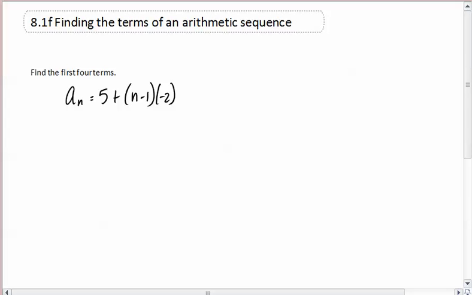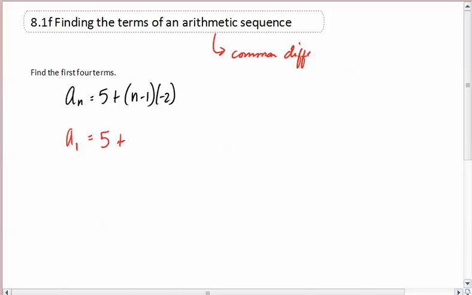Let's take a look at finding the terms of an arithmetic sequence when we're given a general formula. So it says find the first four terms. So we're going to go ahead and plug in my 1. Now this is arithmetic, which means that there is something called a common difference.